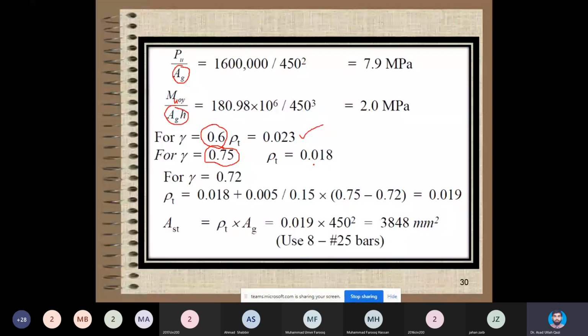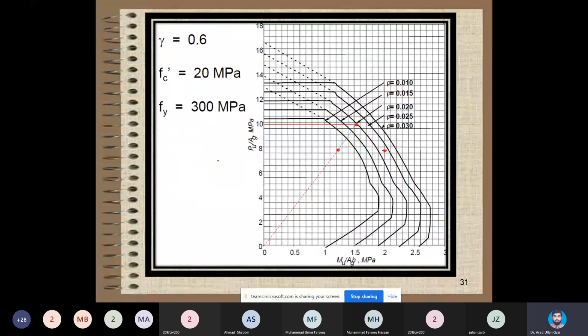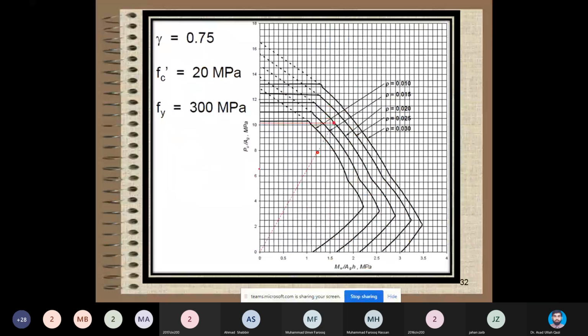Then comes the other picture, gamma 0.75, 7.9 versus 2. Somewhere over here, between the 1.5 and 2% curves, and I'm close to 2%. So here the recommended value is 1.8.